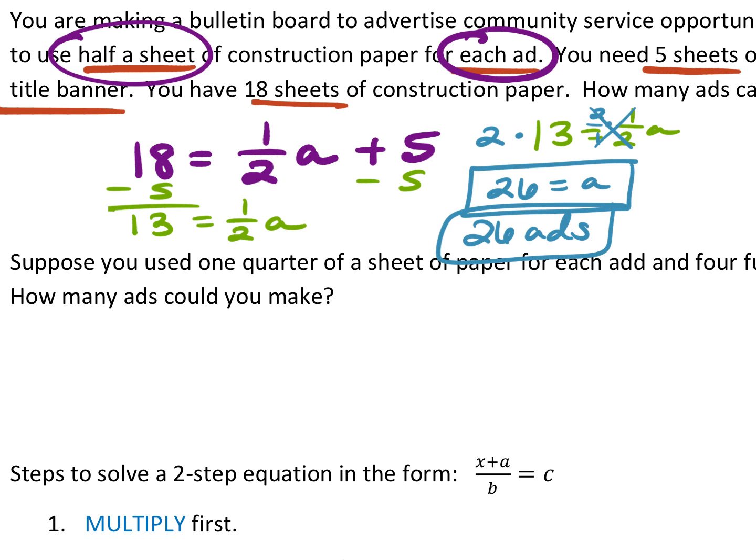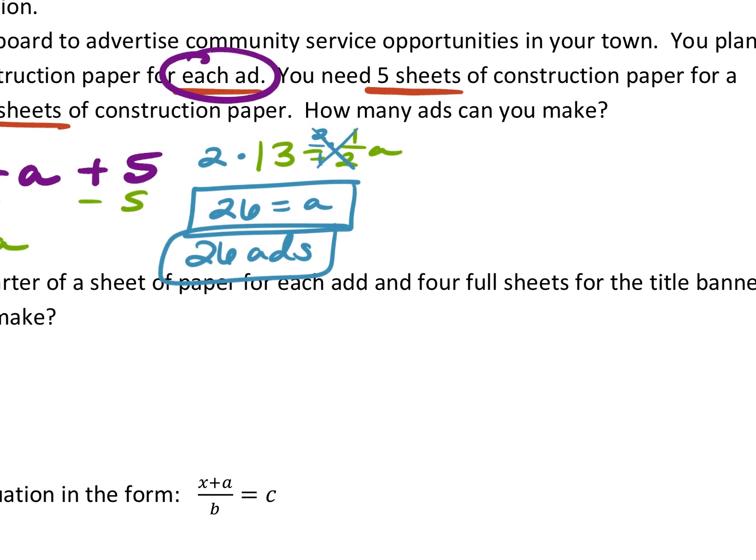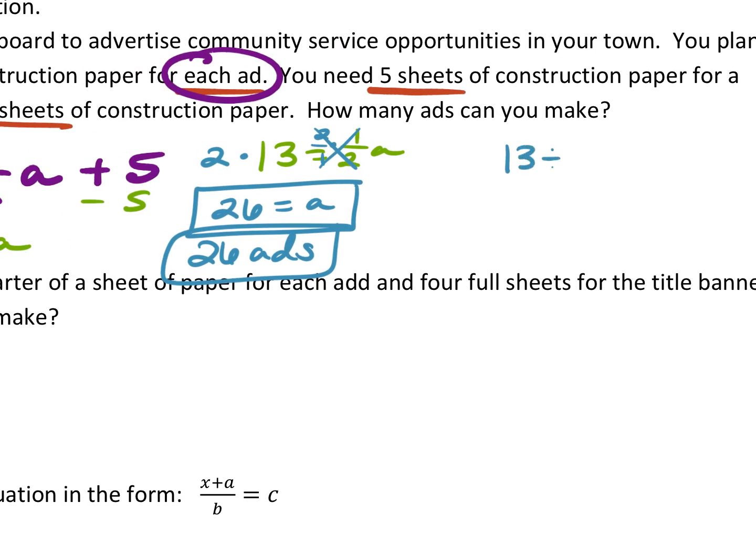Okay. If you divided by 1/2, think of it this way. 13 divided by 1/2 is the same as 13 times what? When dividing fractions, don't be shy. Flip the second guy and multiply instead. So 13 times 2, okay? So yes, you're dividing by a fraction, but don't divide by a fraction. Just multiply by the reciprocal, okay?